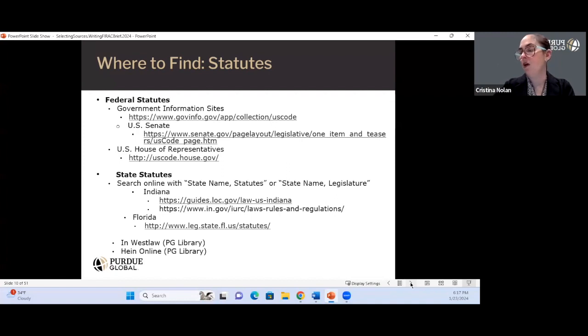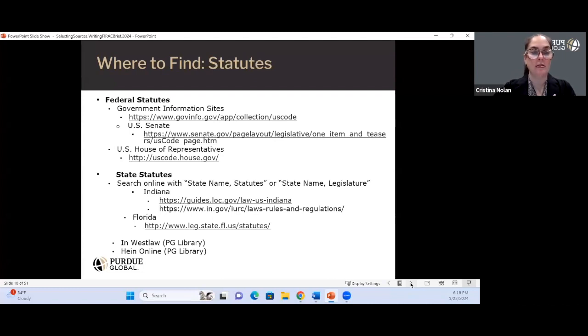For federal statutes, the government sites are very helpful, thankfully: the US Senate site, the US House of Reps site. If you're looking for state statutes, the state name is your search term, and then the word statutes, or state name and legislature. Here are two links as examples. What's great now is that most states have really good websites. Even 5 years ago, some might not have been so great, but we've all moved to the electronic world.